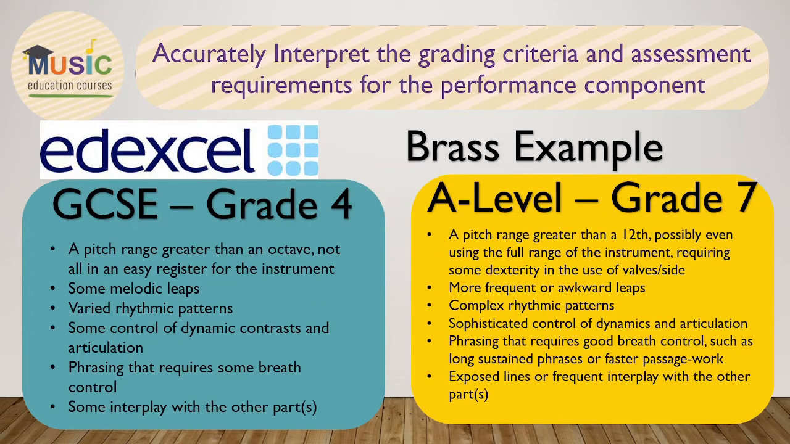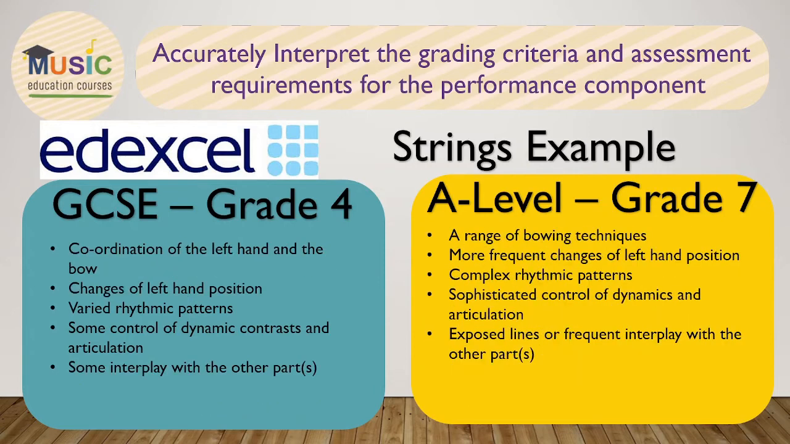So from now on, I'm just going to blast through the GCSE grade 4 standard examples of what would be included in a standard piece. So for brass: a pitch range greater than an octave, not all in an easy register for the instrument, some melodic leaps, varied rhythmic patterns, some control of dynamic contrasts and articulation, phrasing that requires some breath control, and some interplay with the other parts.